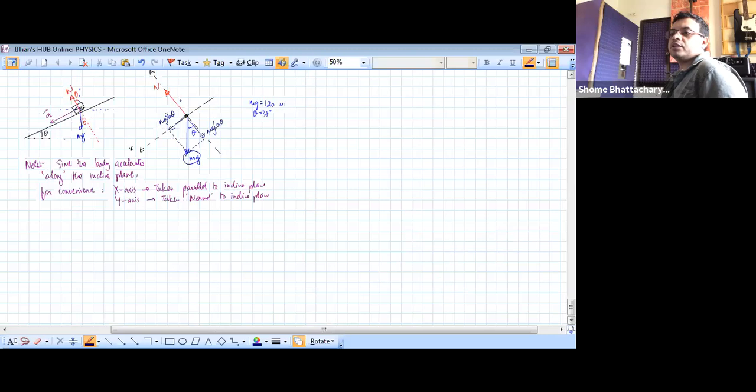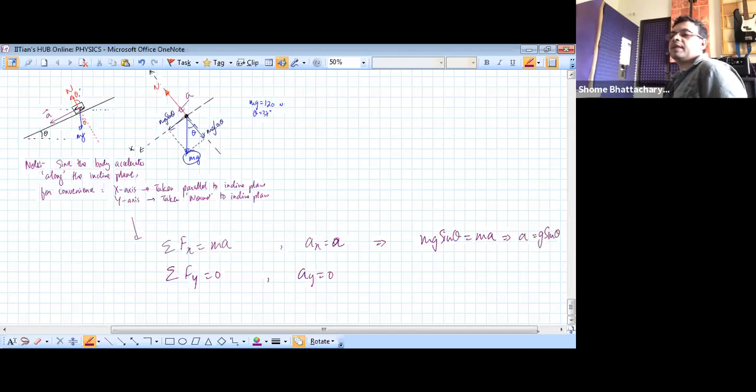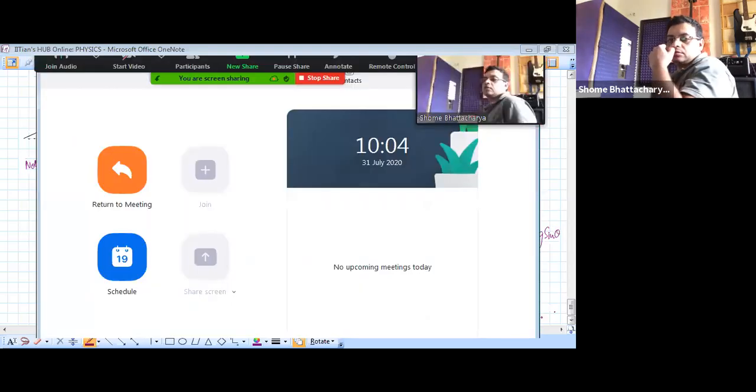Now we can also see that the body is accelerating along the x-axis. So our summation Fx will become m into a, whereas summation Fy will be 0. The net force perpendicular to the inclined plane will be 0, because there is no acceleration along the y-axis. So this tells us that mg sin theta is equal to ma, or that a is equal to g sin theta, or that a has a magnitude of 6 meters per second square.